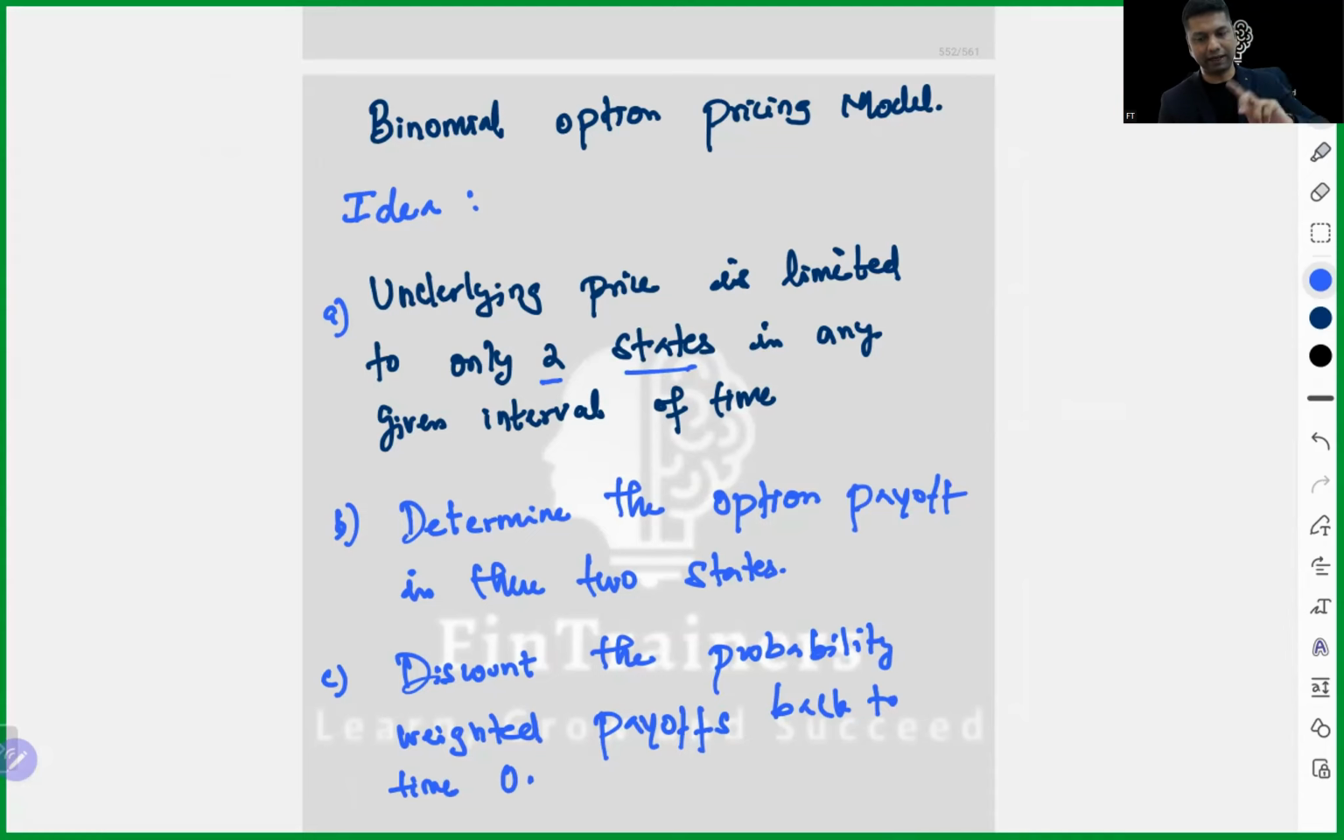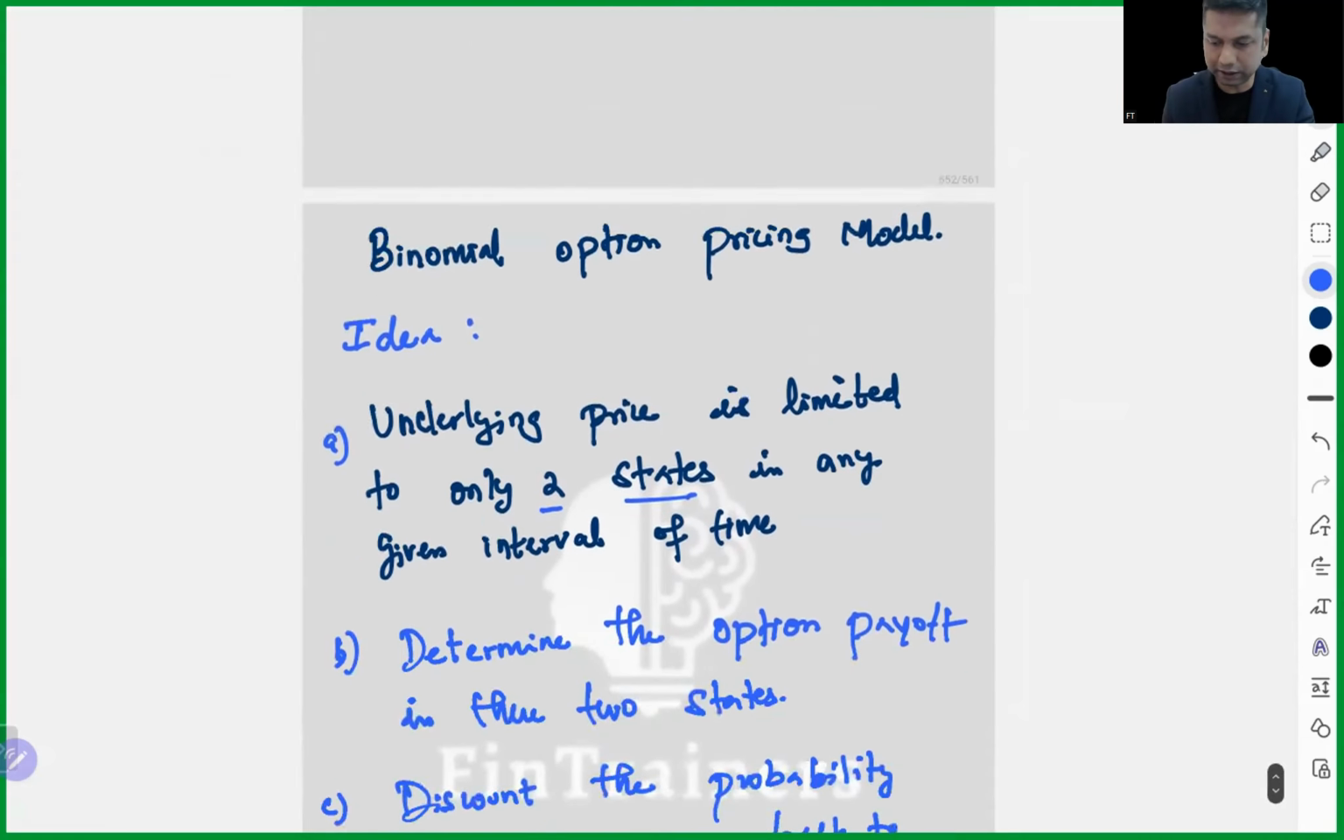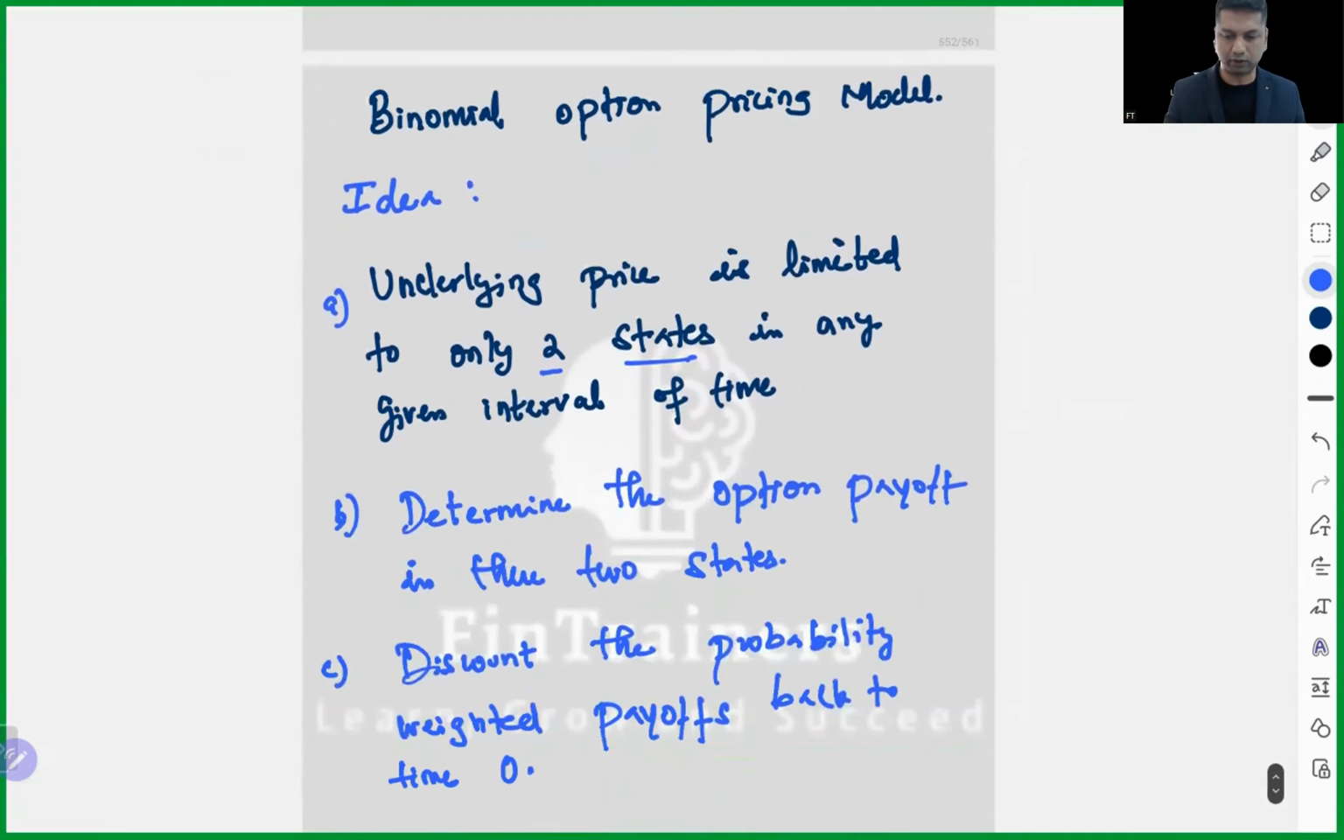Then once you have those underlying prices, what is the option payoff in those two states? We need to know that. And then what is the probability of getting to those two states? ACC might become 3,000, ACC might also become 2,500. What is the probability of ACC going to 2,500 or 3,000? Those might not be equal. So you also need to know that probability, then calculate the weighted payoff of those two states back to time zero and then discount it.